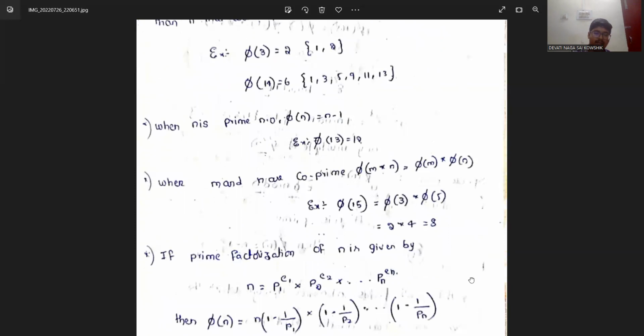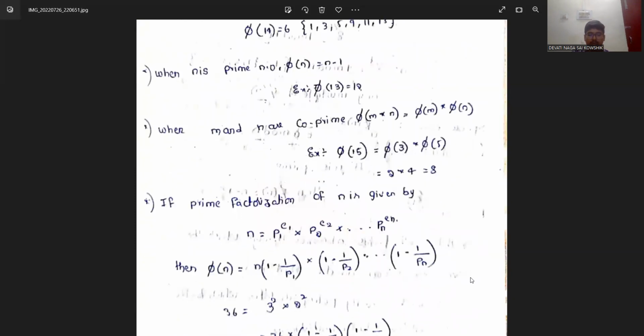Let's see another case. If a number can be factorized, it can be represented in this form, which is the prime factorization of the given number. Then n equals p1 power e1 into p2 power e2 into p3 power e3 and so on to pk power ek. Then phi of n equals n into 1 minus 1 by p1 into 1 minus 1 by p2 and so on till 1 minus 1 by pk.